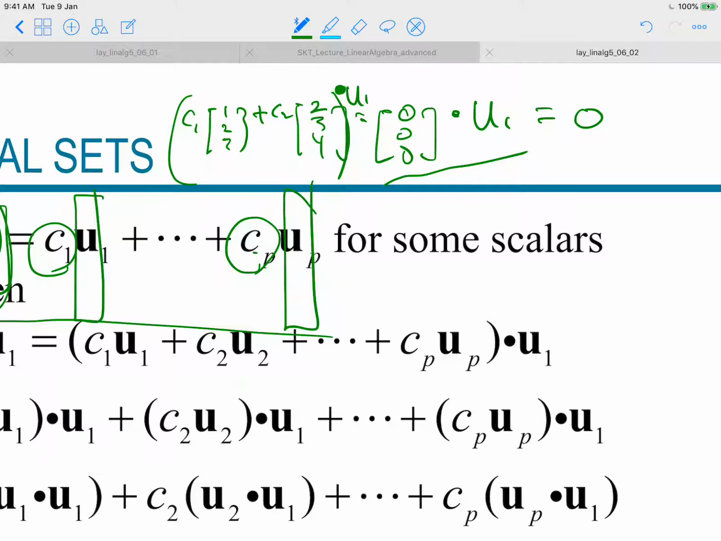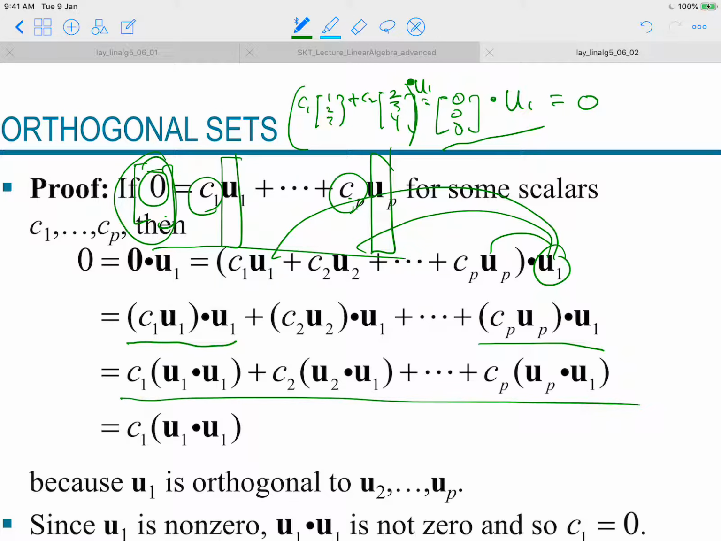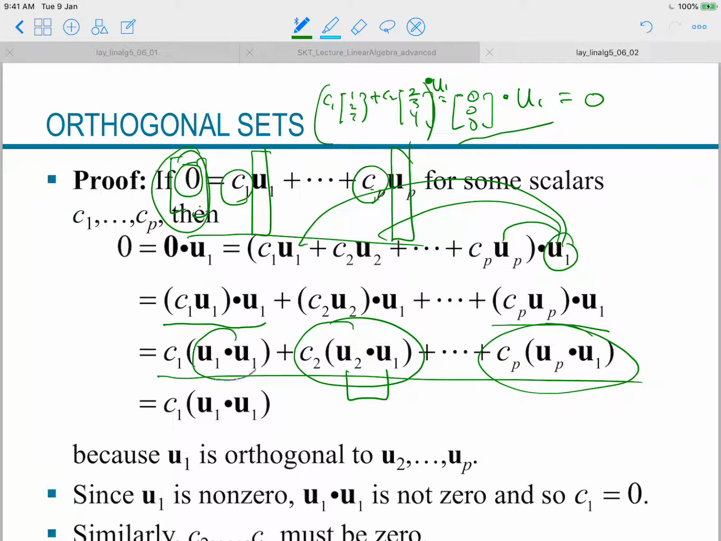And then this U1 will be just distributed in this manner, and then this guy and this guy, and we can apply the associative law. And then what about these parts? These parts are 0 because of the definition of the orthogonal set, right? And this part will be non-zero, right? Okay, so if this is non-zero, then we conclude that C1 is 0, right?